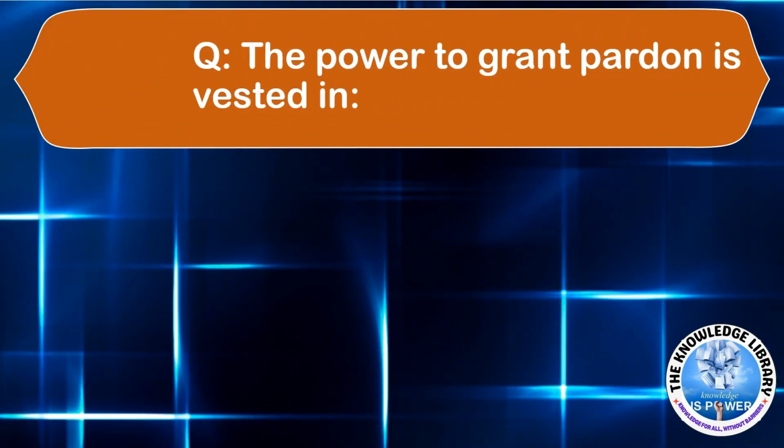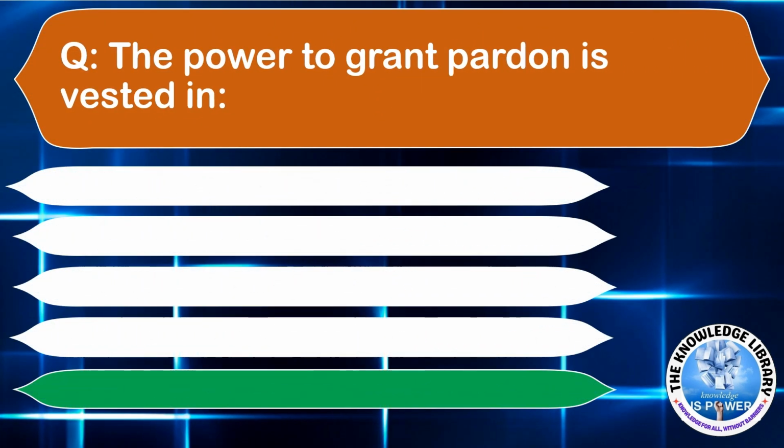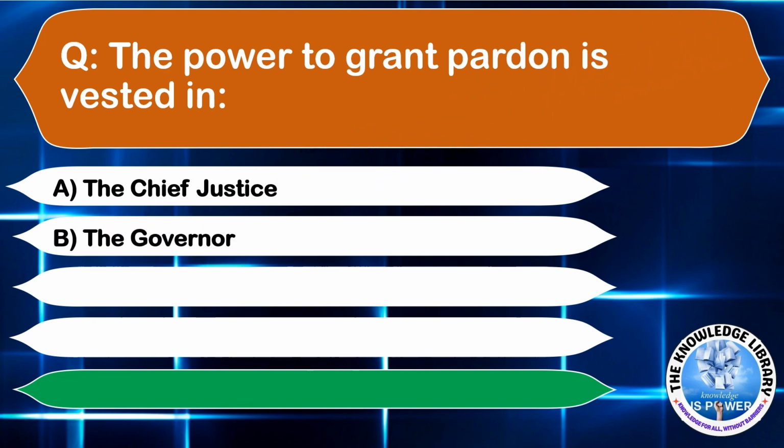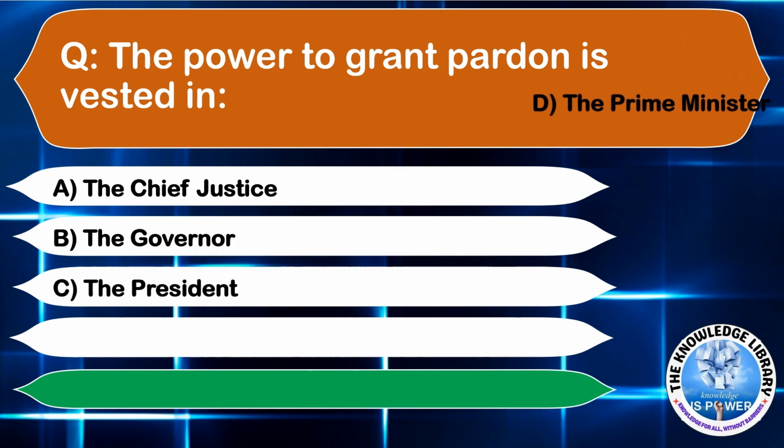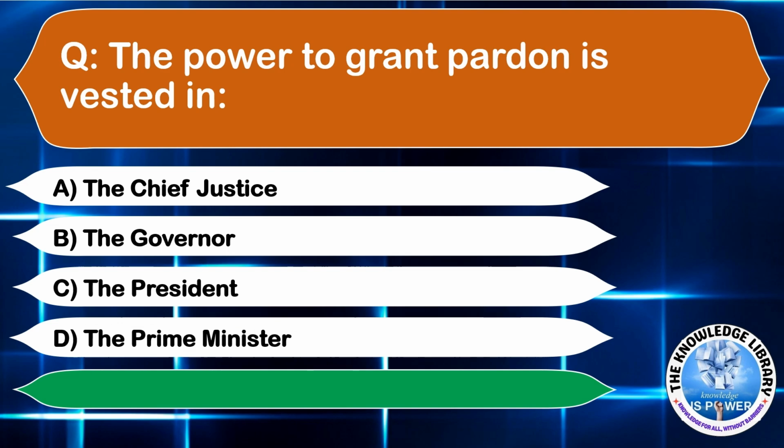The next question is, the power to grant pardon is vested in, option A, the Chief Justice. Option B, the Governor. Option C, the President. Option D, the Prime Minister. Correct answer is option C, the President.